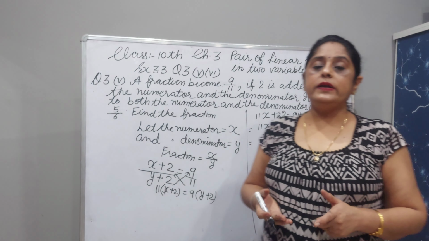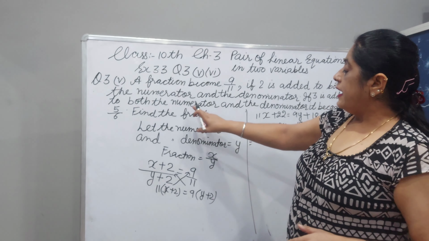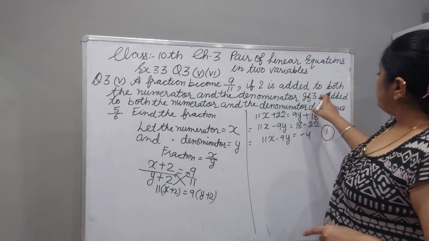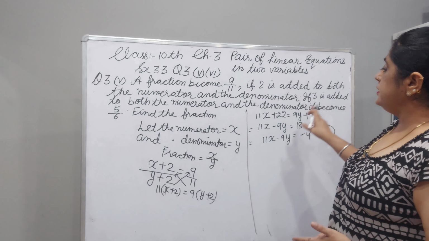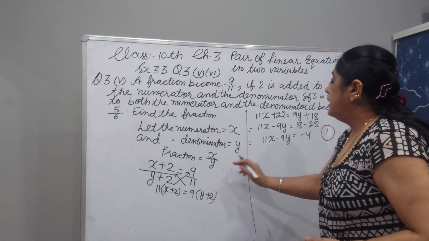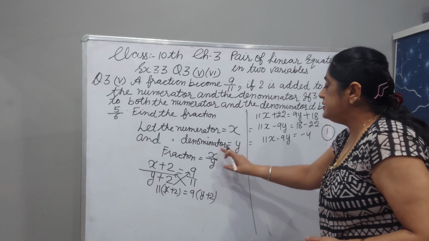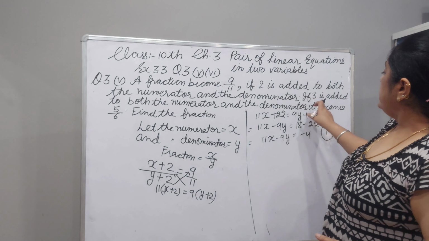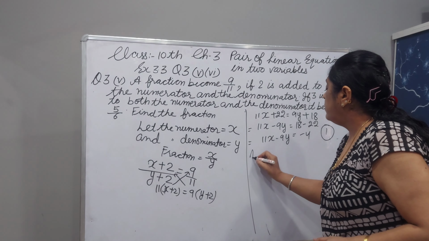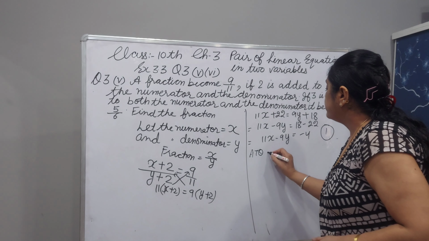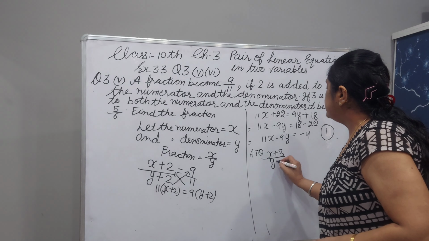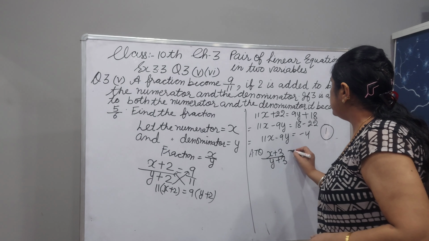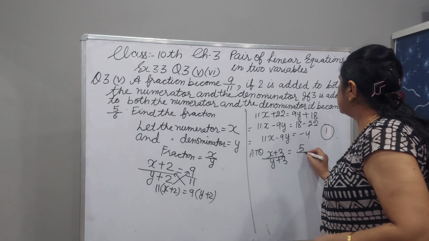Now we will calculate the equation number 2. And what is the condition? If 3 is added to both numerator and denominator, it becomes 5 by 6. The fraction is x upon y, now we have to add 3 according to the question. x plus 3, y plus 3. Our fraction becomes 5 by 6.